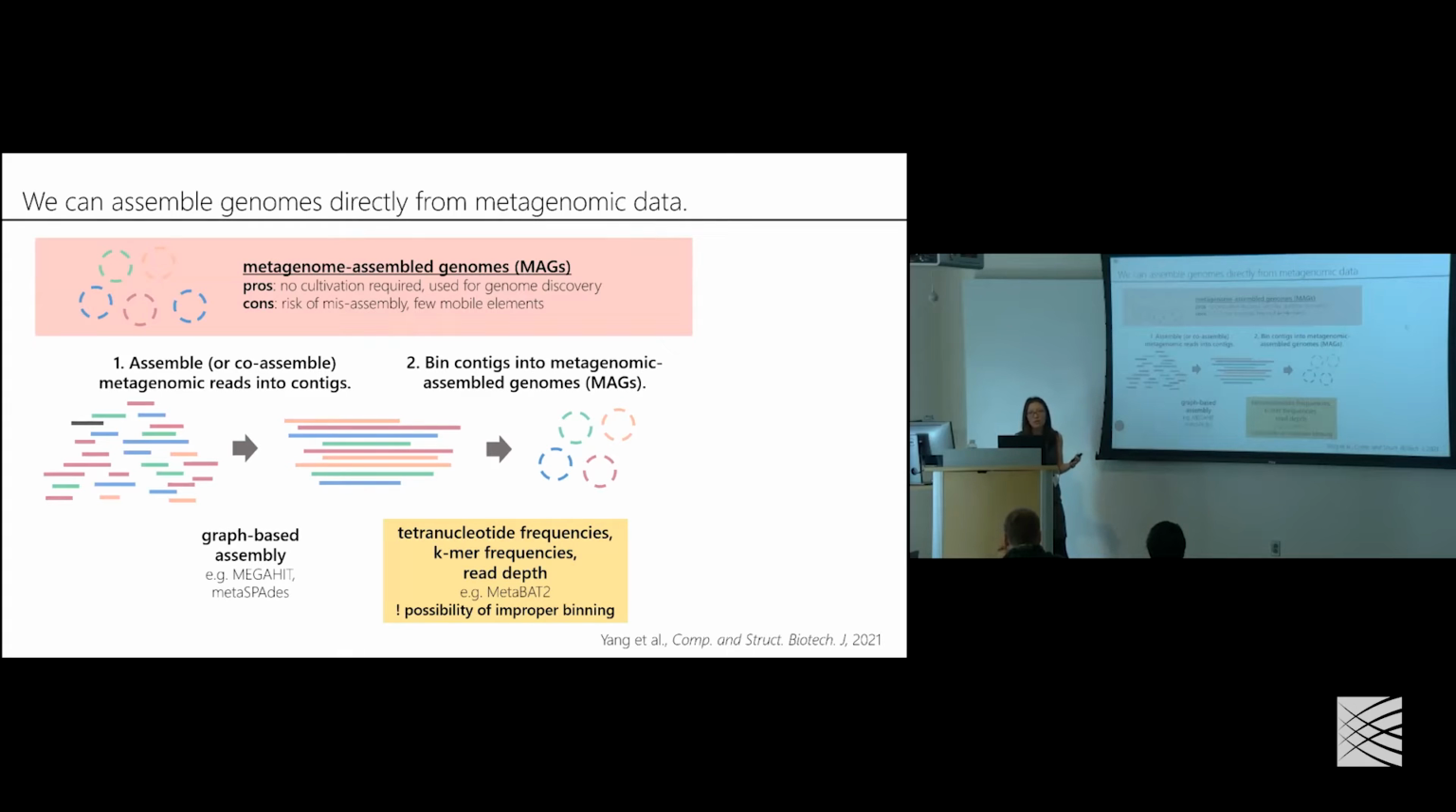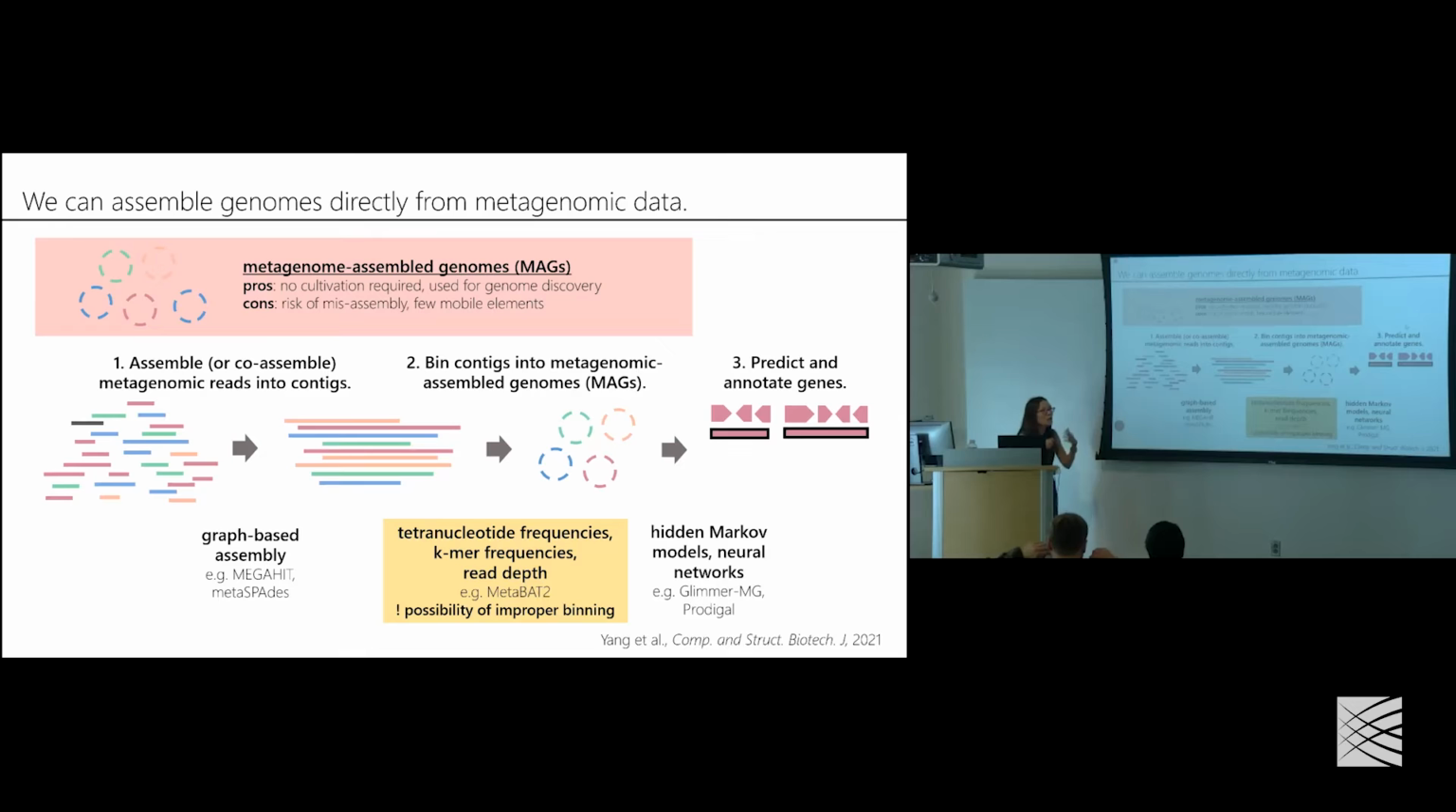It's just very difficult to know whether you've grouped these contigs together correctly, especially because it's often difficult to have a true gold standard or ground truth. And so after we do this assembly, we can use standard methods to predict and annotate genes and then to do other more sophisticated genome analyses.